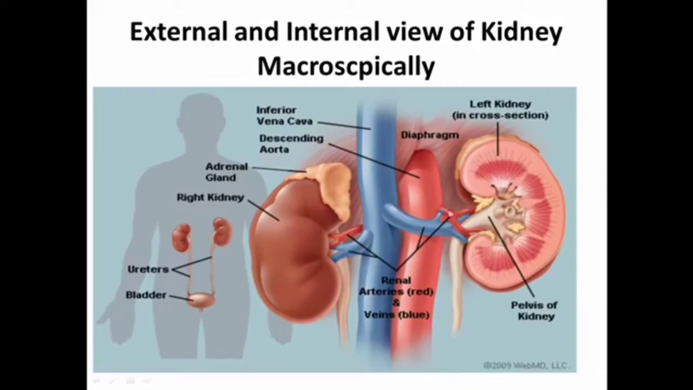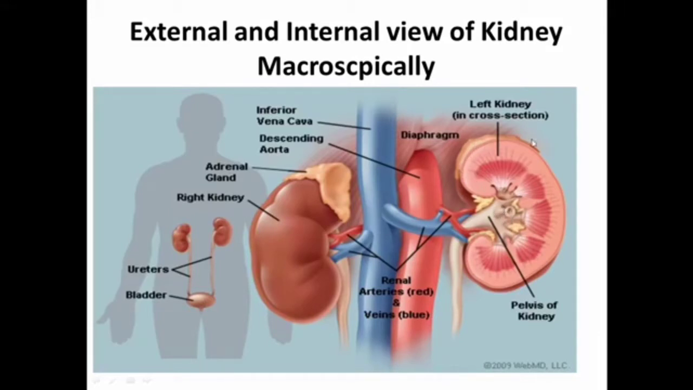Now coming to this side, you can see the upper end of the ureter is expanded, and it forms the pelvis of the kidney. The pelvis of the kidney shows extensions, cup-like large and small extensions, and these are called the major and minor calyces respectively.